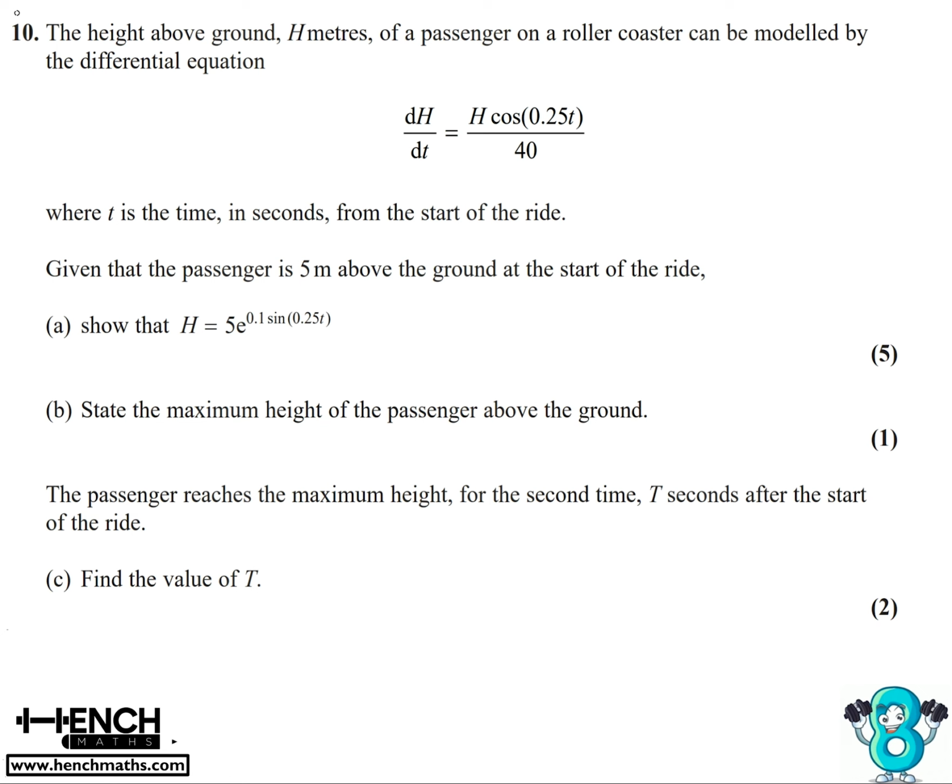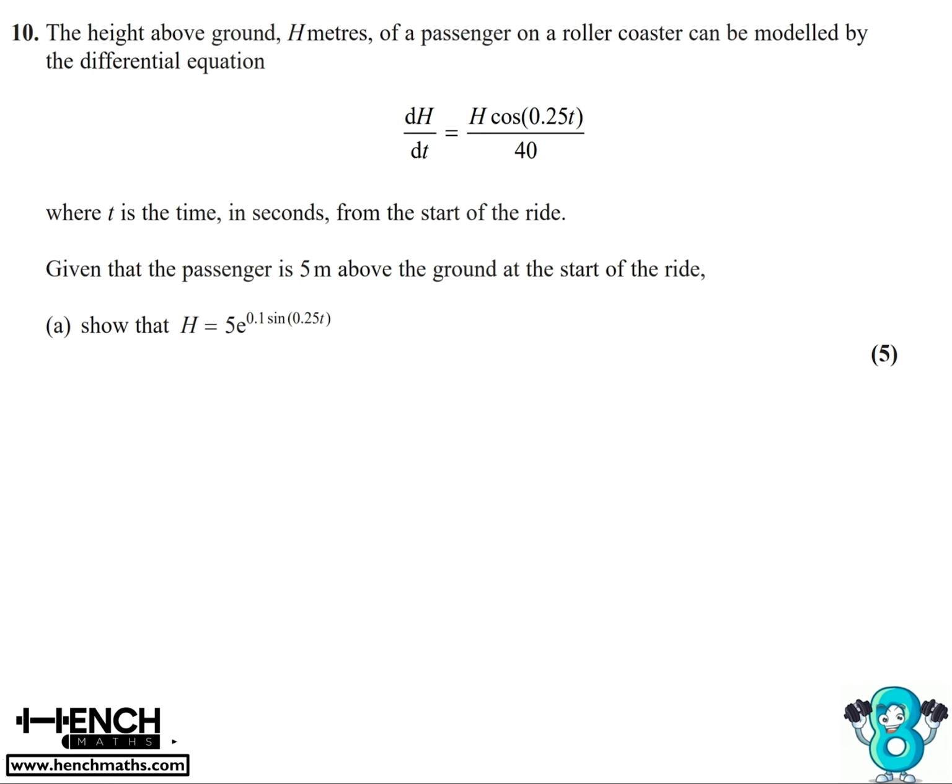So we've got a differential equation to solve, and we've got dh by dt, and we've got h's and t's. So this one's going to be separation of variables. And look here, they've said that it's 5 meters above the ground at the start. So this effectively is a boundary condition. It's telling us when t is 0, so the initial time, h is 5. So that's a bit of information that we can use. So let's start with solving our differential equation.